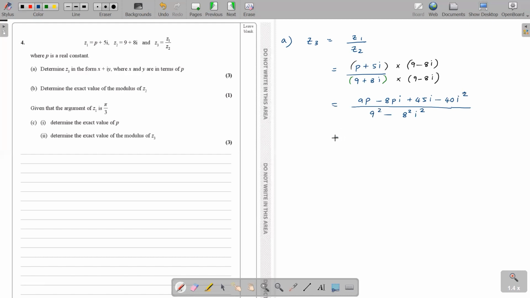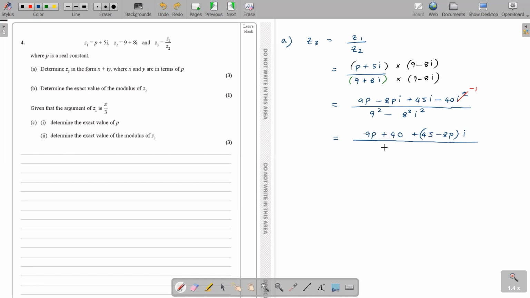Okay, then what do I get here? 9p, you can see 40i square, you know it's minus 1, right? So this is going to be plus 40 and plus 9p. I'll bring the real terms together: 9p plus 40. Is it okay if I write them together here? Minus 8pi plus 45i, so I'll write here plus 45 minus 8p times whole thing bracket i. Can you understand what I did here? I just took the i out and I wrote the remaining terms here. Okay, 45 minus 8p bracket i.